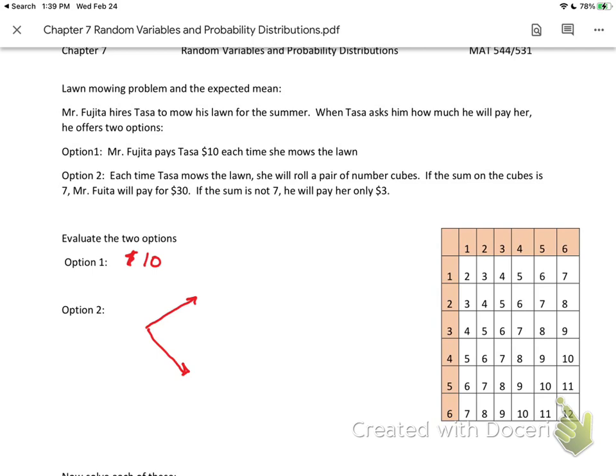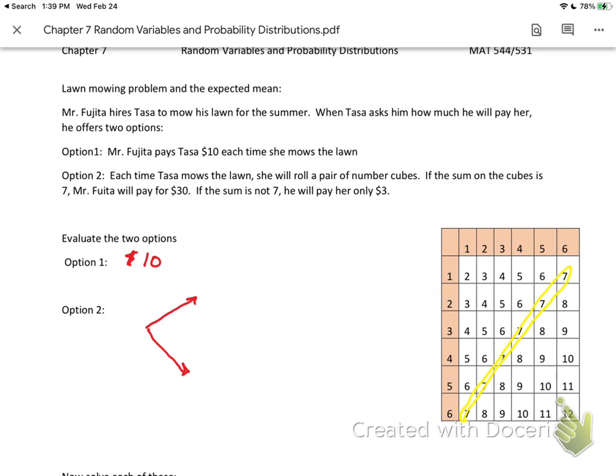Remember, he's going to pay her $30 if she rolls a sum of 7. So how many times does that happen? Right here, I've done that table that we did previously for the dice. Remember, 7 happens the most times. So here's 7 right here. Out of 36 times, 1, 2, 3, 4, 5, 6 is going to be a 7. So 6 out of 36 is going to be a 7.